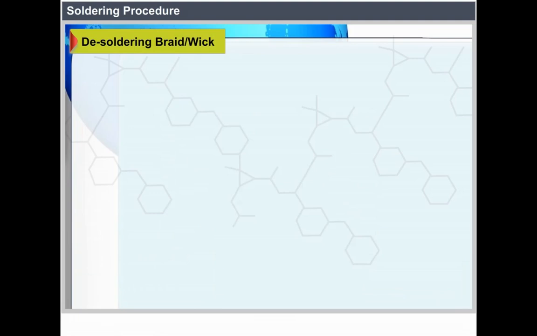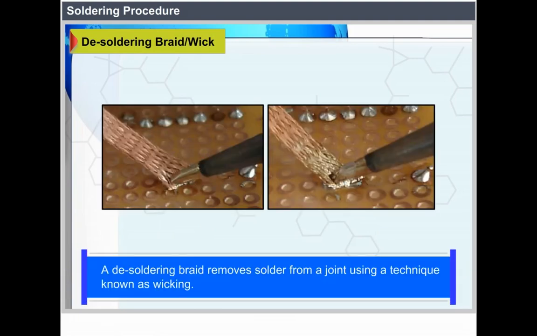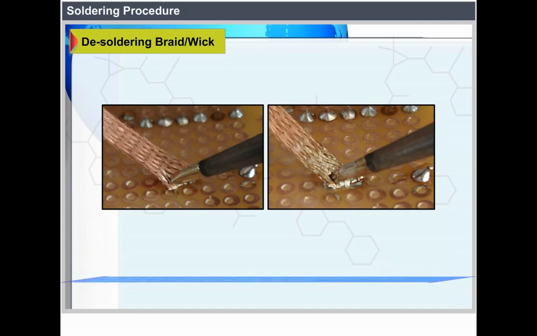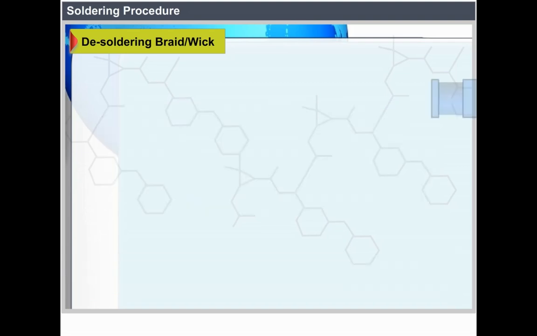Desoldering braid or wick. A desoldering braid removes solder from a joint using a technique known as wicking. Desolder braid is a piece of material that sponges up molten solder by capillary action, which draws solder away from the joint, into the braid. The following procedure outlines the basic steps involved in desoldering a joint using desoldering braid.